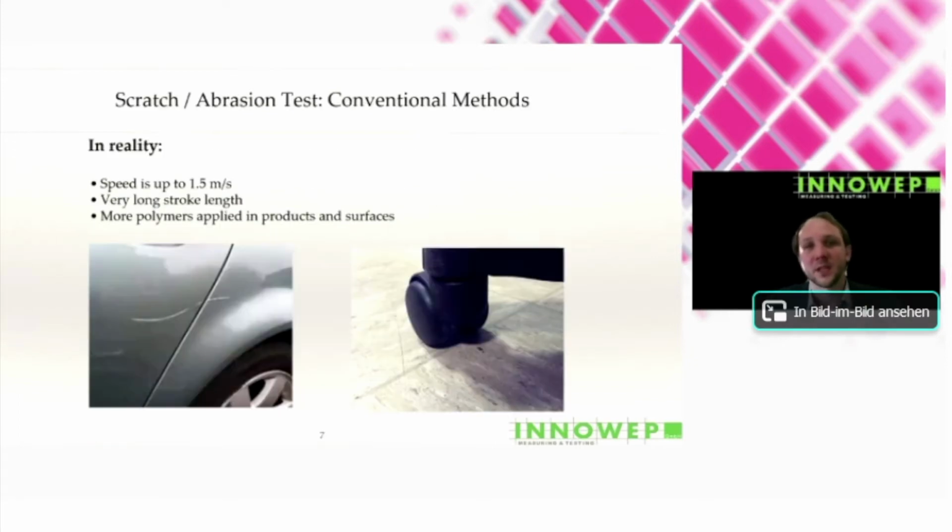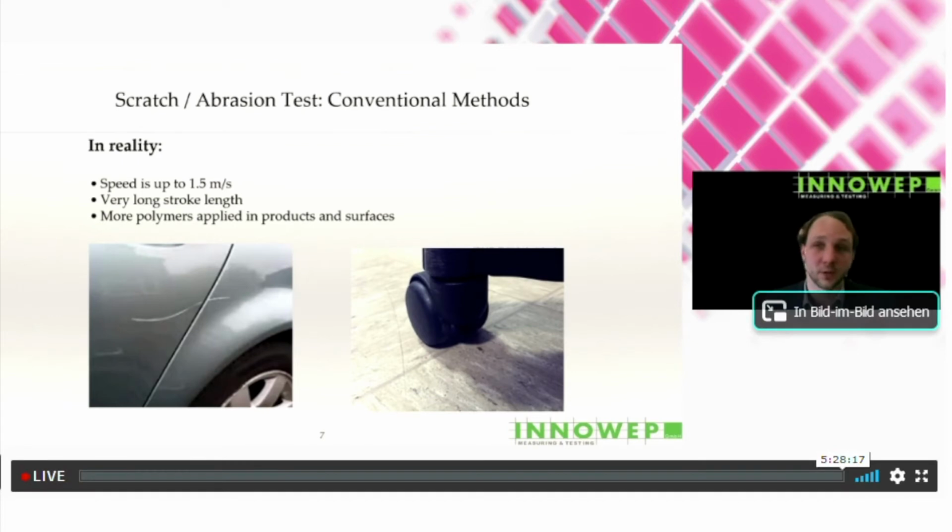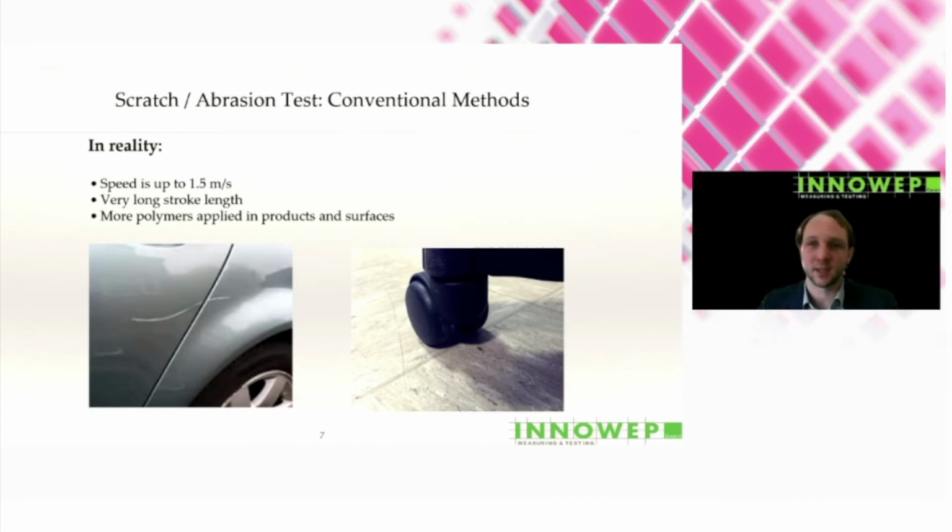What I want to mention here is that when we talk about scratches and abrasion, nearly all of the scratches and abrasion in daily life are somehow introduced by some sort of human interaction. And this leads to the fact that they are applied with 1 to 1.5 meters per second speed. And they typically come in very long stroke lengths, more than 5 centimeters each. And I just want to mention, because this will become important later on, that most of the sample surfaces nowadays are polymers, since they are pretty much everywhere.